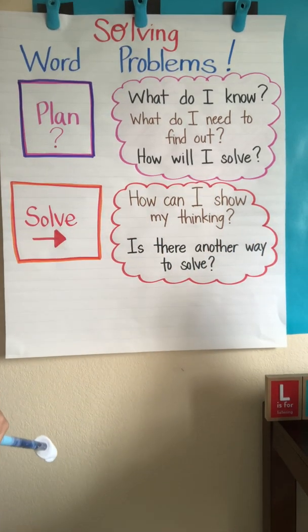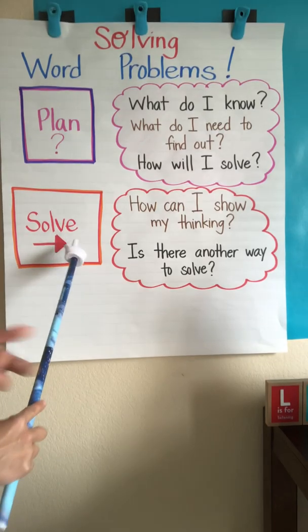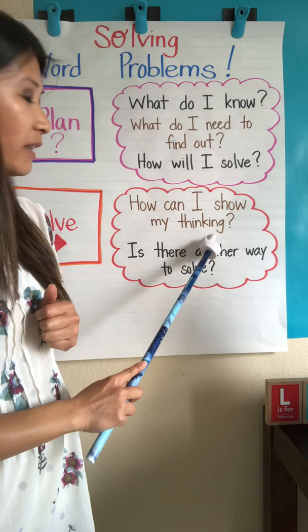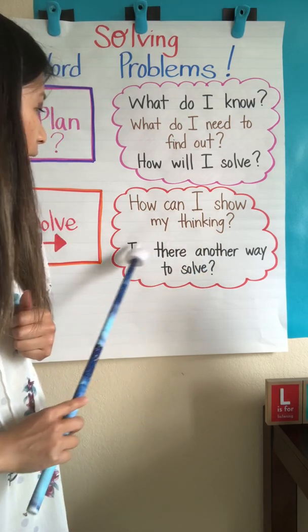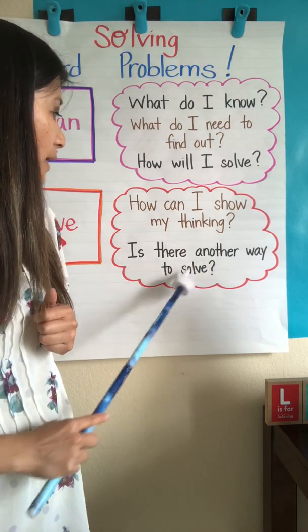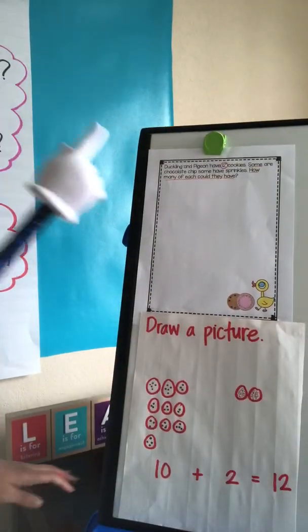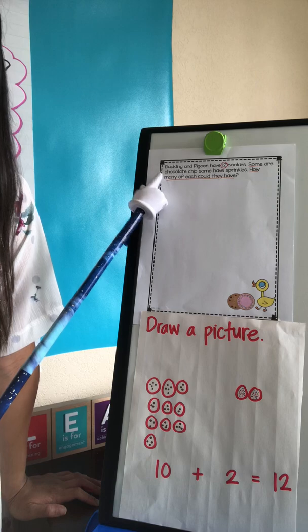So the next step would then be to start solving, right? So thinking about how can I show my thinking, and is there another way to solve? So let's take a look at one of our pigeon word problems because we're celebrating Mo Willems this week. I know it's a little bit small, so I'll read it to you.